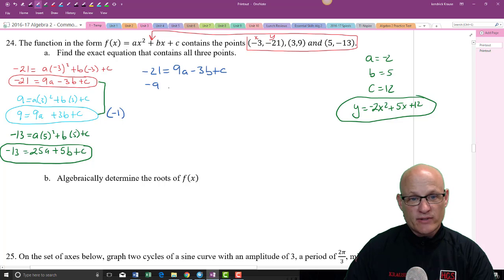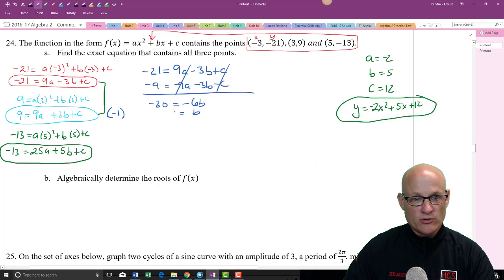I always get rid of C on these kinds of questions. The A's are going to go too. It makes your life so much easier. And that was just dumb luck that the A's are going too. A's go and C's go. So I end up with negative 30 equals negative 6B, or B equals 5. I already got one. That's nice.